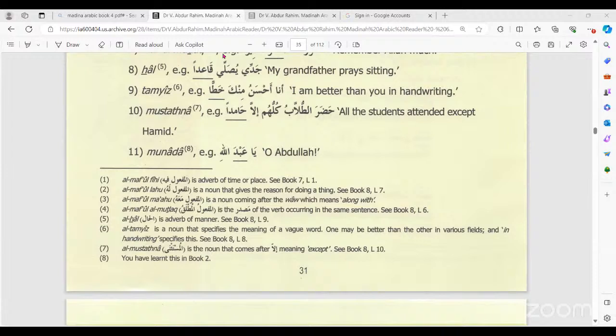Example: Hadara al-tullabu kulluhum illa Hamidan. So all the students attended except Hamid. So this is called mustathna, exemption.